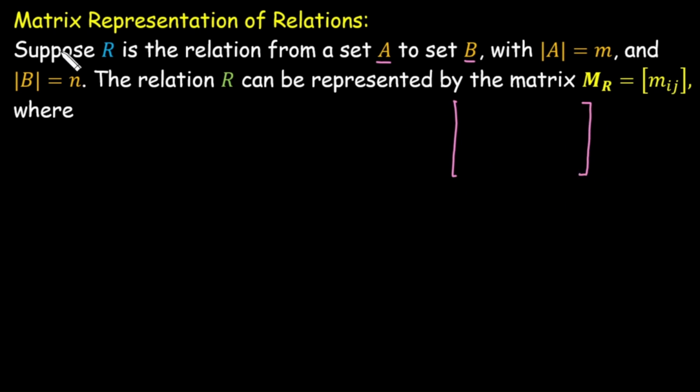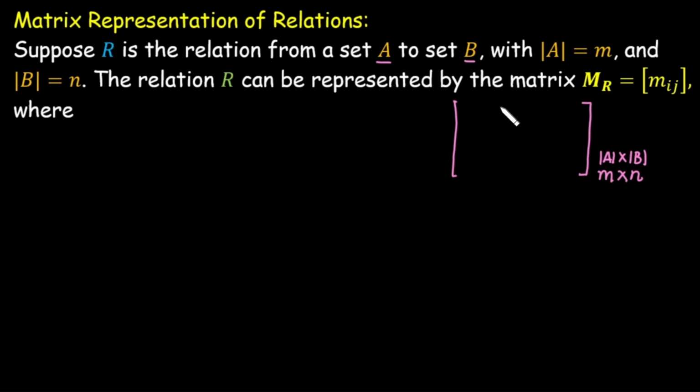How do we identify this? Look at the relation R. R is defined from the set A to B. It means we will take the elements of the set A row-wise and the elements of the set B column-wise. For that, identify how many rows there are. Total rows will be M and total columns are N. So the order of the matrix is the cardinality of the set A by the cardinality of the set B, because the relation is defined from the set A to B.